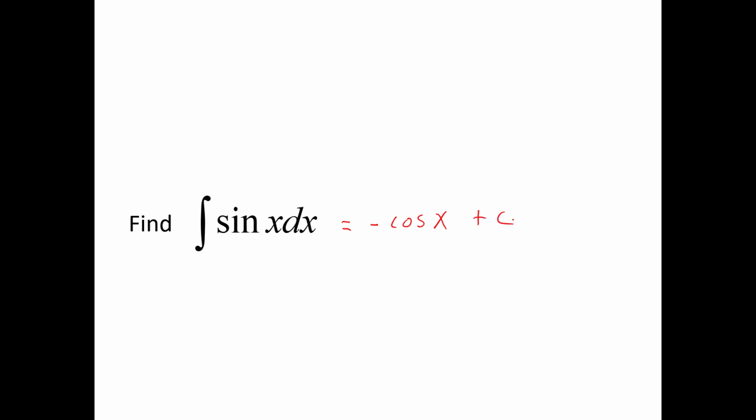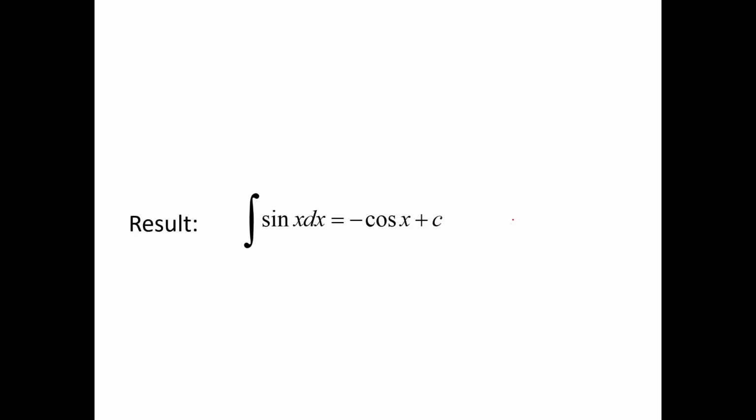Instead of just watching the video and watching me doing this, you should pause it after every one of these, because you should be able to do these on your own, right? You just want to go through them and get comfortable with it. So here's your result. Anytime you want to find the antiderivative of the sine of x, the answer is the negative cosine of x plus c.